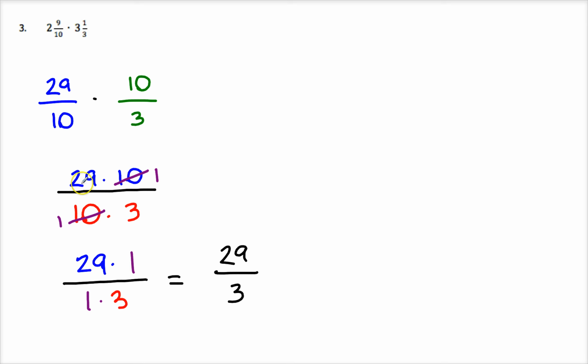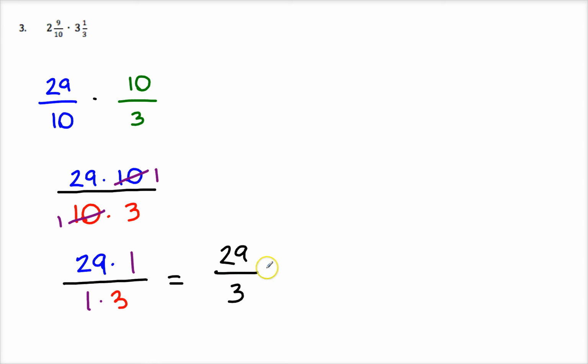I then multiply my numerators, 29 times 10, and my denominators, 10 times 3. I see that I have a 10 on the top and a 10 on the bottom. So those will cancel. Divide 10 and 10 by itself, and you get a 1 and a 1 in their places. So we get 29 times 1 over 1 times 3, which gives us the improper fraction 29 over 3.